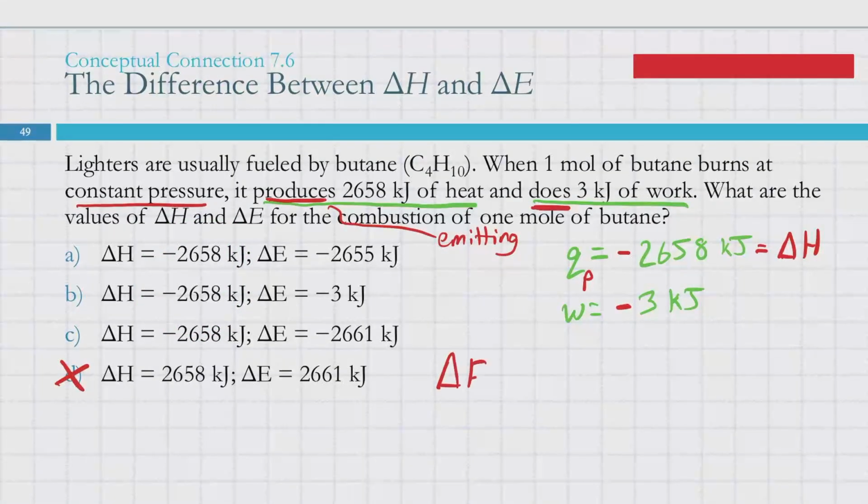But if we think about delta E being Q plus W, adding these negative 2,658 and negative 3 kilojoules together, we get 2,661 kilojoules total energy emitted. So adding these two together, it looks like the correct answer is C.